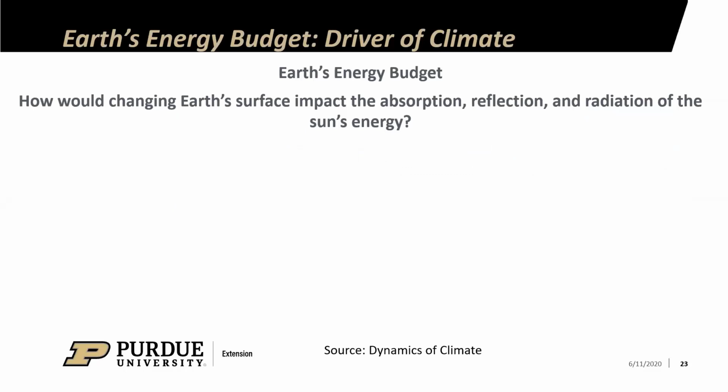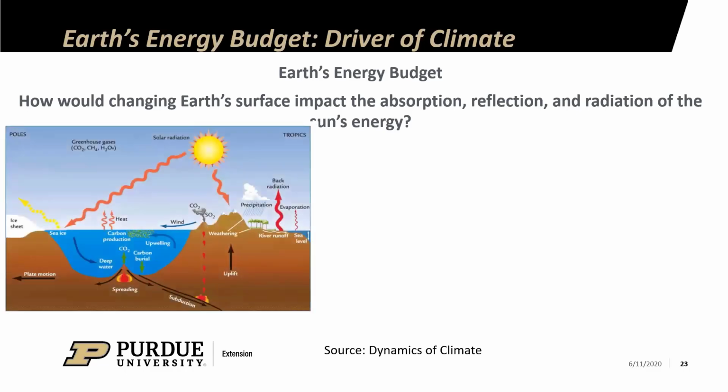So if we change the Earth's surface, can we impact the absorption, reflection, and radiation of the sun's energy? Of course we can. No question. Depending on what that surface is, we can have radiation hitting water, which affects the amount of re-radiated long-wave radiation. We can have it hitting snow, which is going to vastly increase the amount reflected.